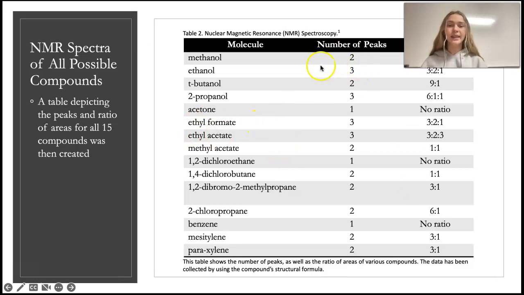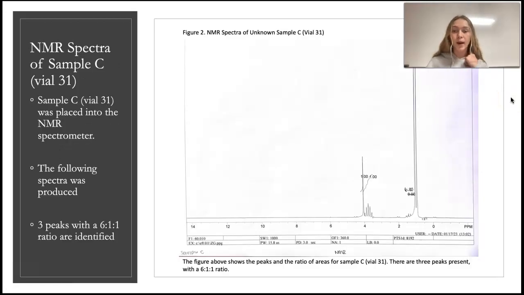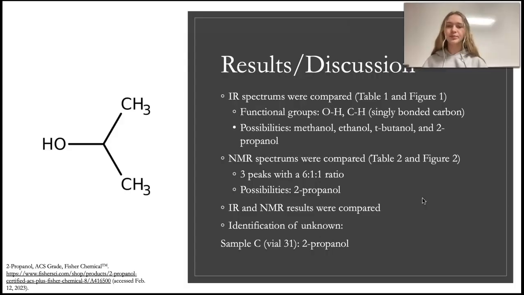So here is a table depicting all of the possible compounds with their corresponding number of peaks and ratio of areas. For example, if there are 2 peaks with a 3-to-1 ratio, one of your possibilities might be methanol. For my sample, I had a 6-to-1-to-1 ratio and there were 3 peaks. So this information is compared to the previous table, and I was able to narrow down my choices.